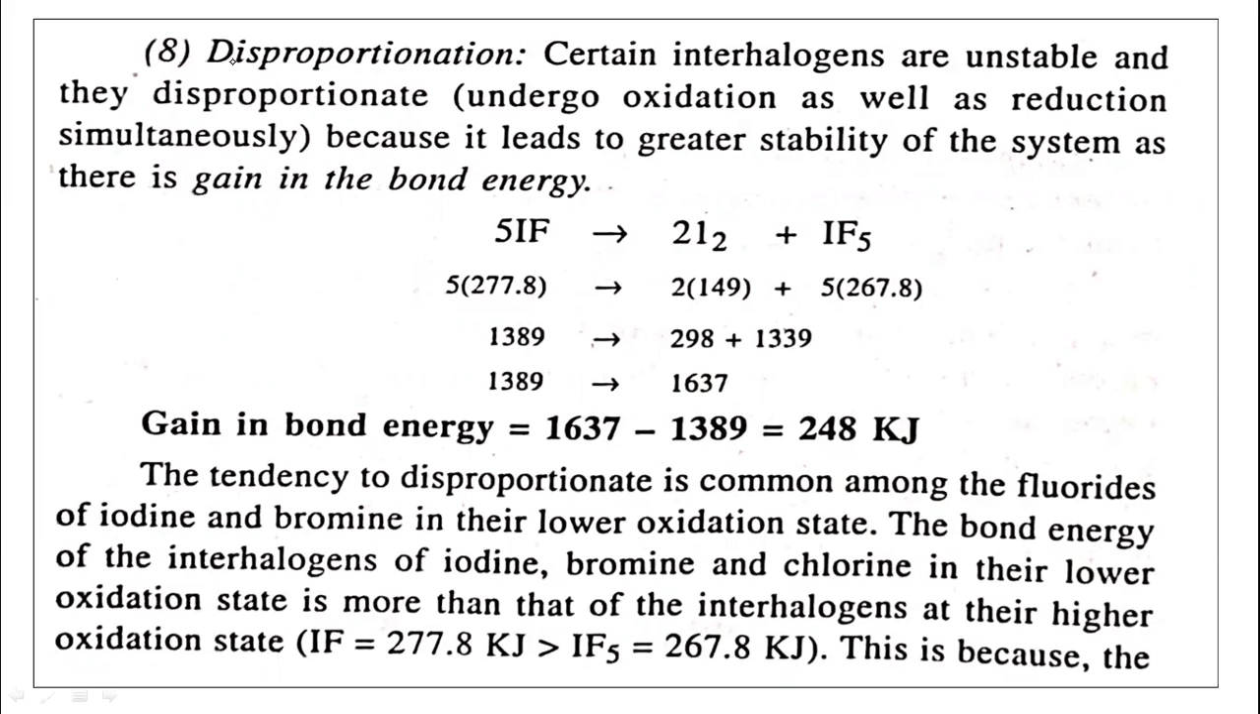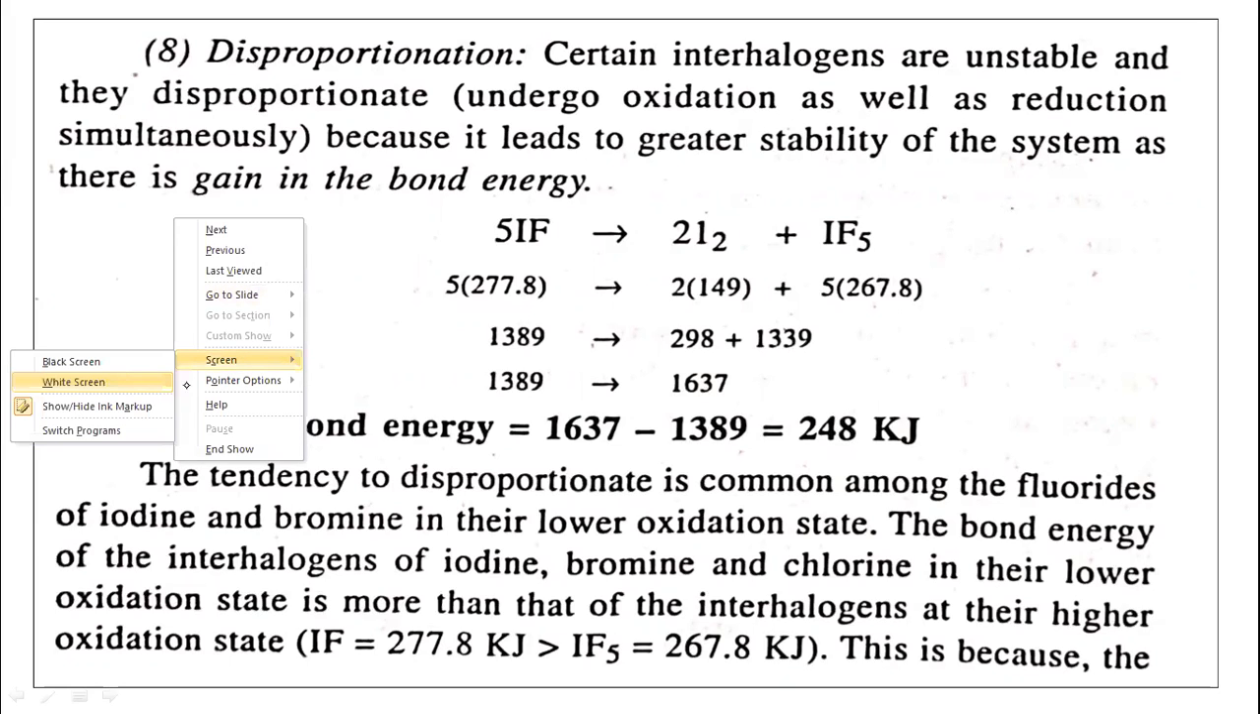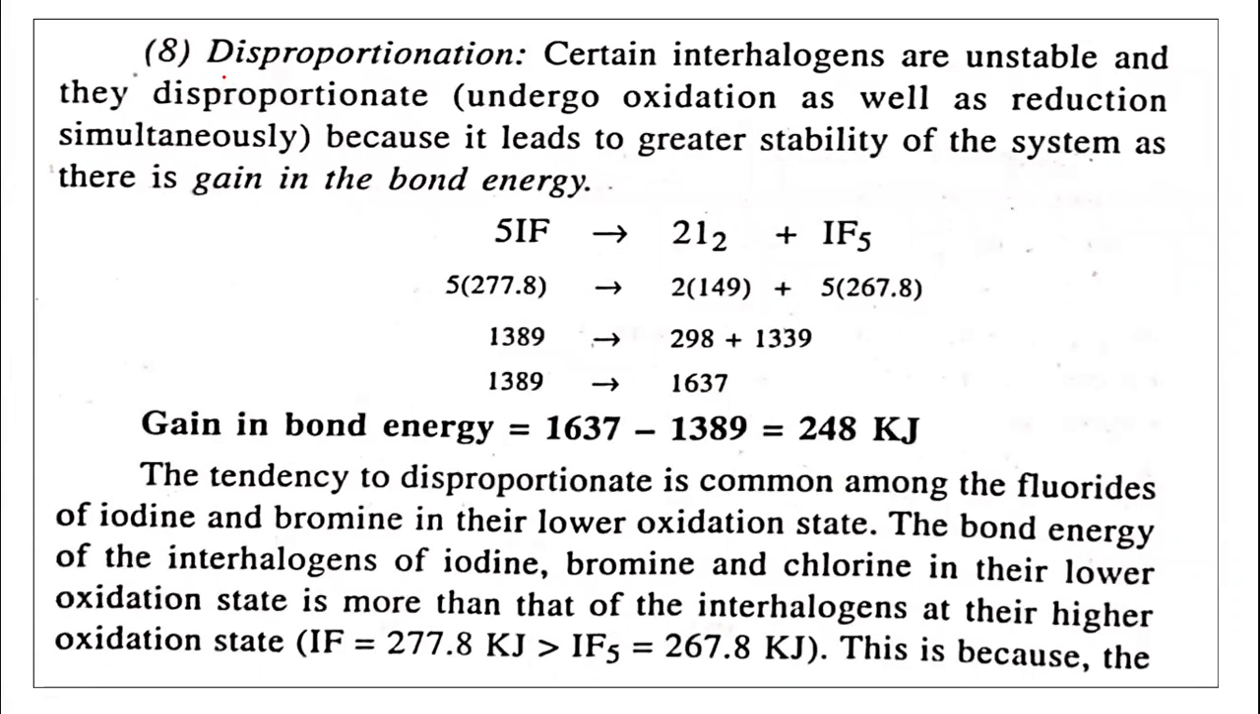It is disproportionation. Interhalogens undergo disproportionation. So what is disproportionation? Disproportionation means interhalogens undergo oxidation as well as reduction simultaneously, which means they are showing a redox reaction. And lower interhalogen compounds are converted into higher interhalogen compounds. Therefore, it is disproportionation, the conversion from lower to higher interhalogen compounds.